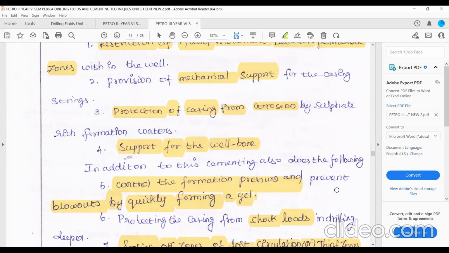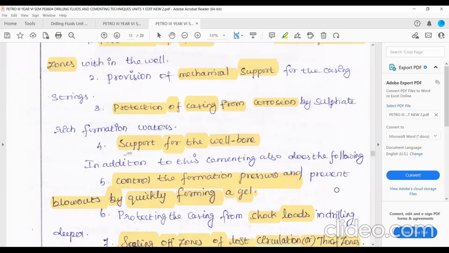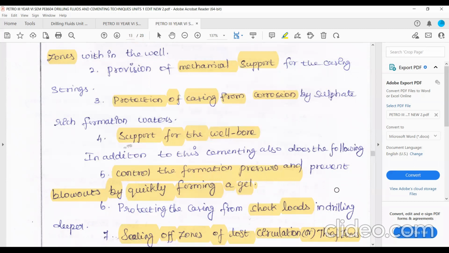That means if it is strong, it is going to save the casing and create well-bore stability there. Then the whole well-bore stability can be achieved, and thereby the blowout risks can be managed. How come this is all possible? If it is a quickly settling cement.